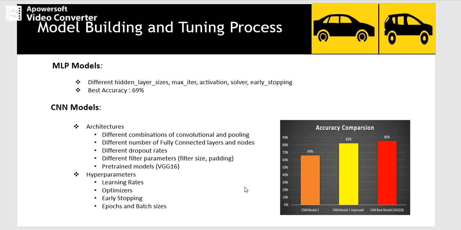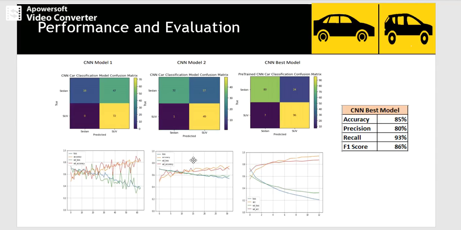The next step was using one of the award-winning pre-trained model architectures. The VGG16 architecture was adopted to build a more complex model compared to our existing models. The best pre-trained model gave an accuracy of 85% and an F1 score of 86%. As shown in this slide, the CNN best model confusion matrix had the lowest misclassification rate of 15%.